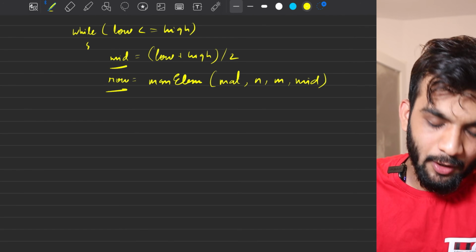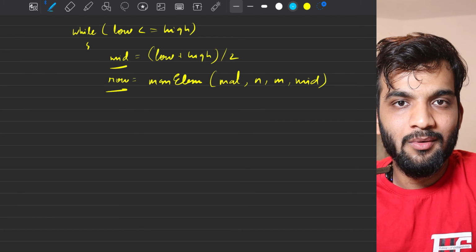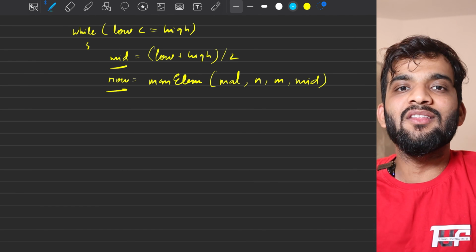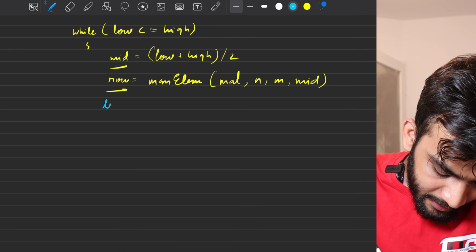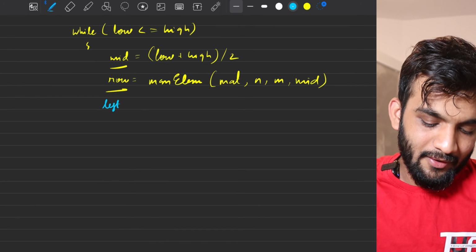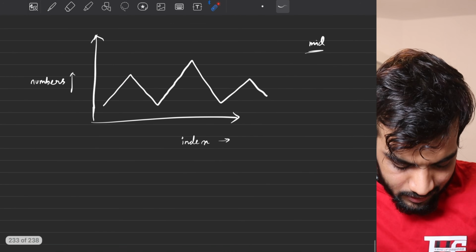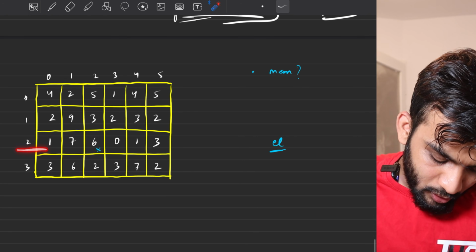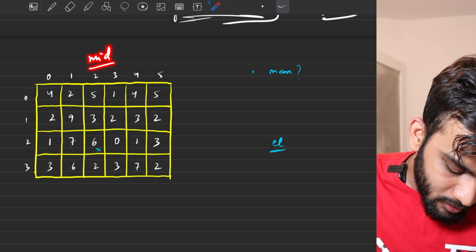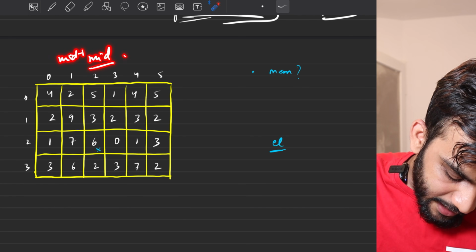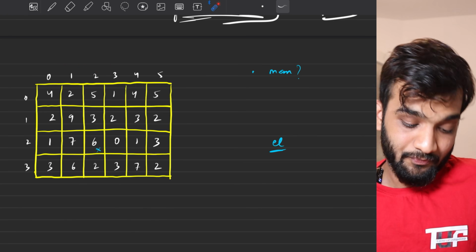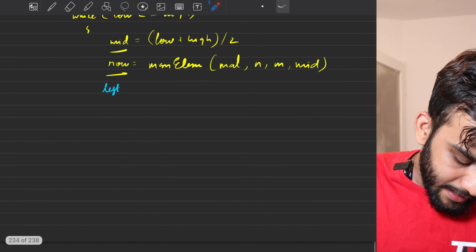So, I have the row, I have the mid. What is my next job? To check the left and the right. That's what I have to check. Can I say on the left, what will be left? Think. It's on the same row. So, if I'm standing at mid, the left will be mid minus 1 and the right will be mid plus 1. Very obvious. So, I'll take the left and I'll take the right.